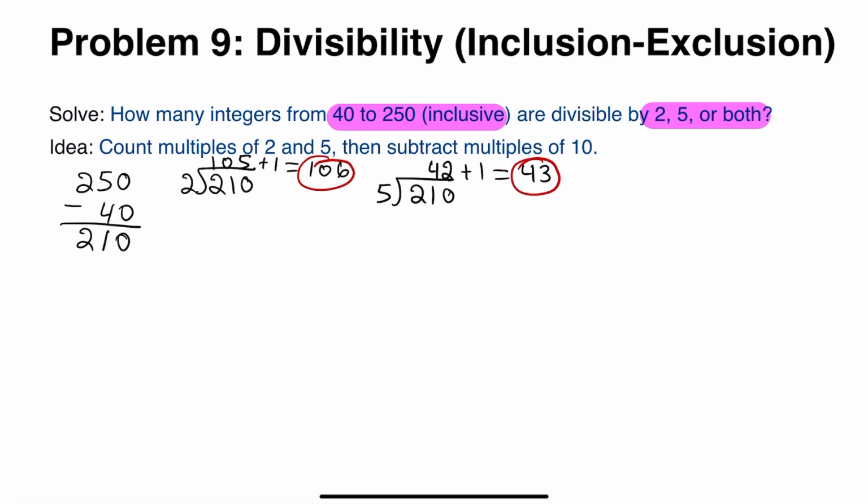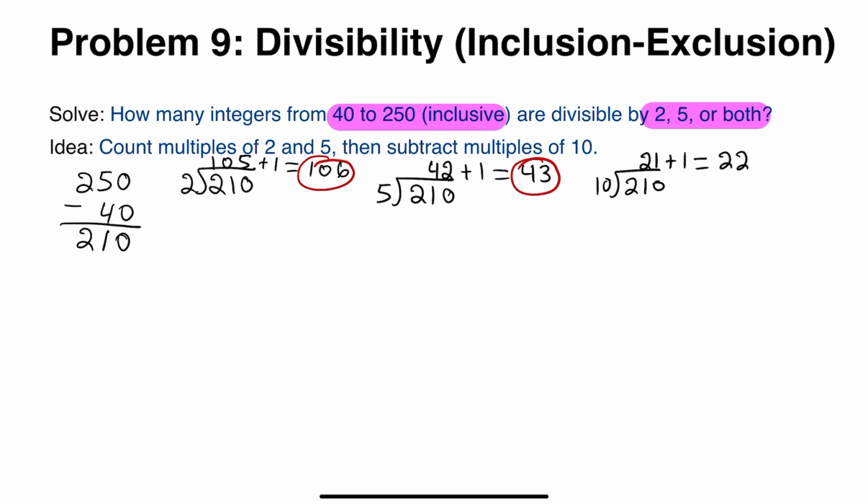That means we have to take this 210 and divide it by 10. That gives us 21. We add one back in there because we lost one when we subtracted. That gives us 22. So we subtract these 22 to fix the double count.